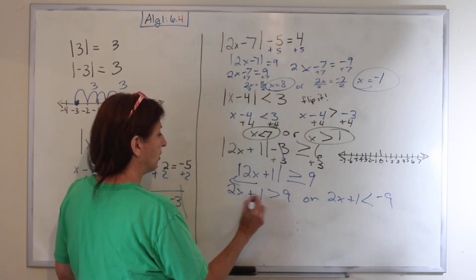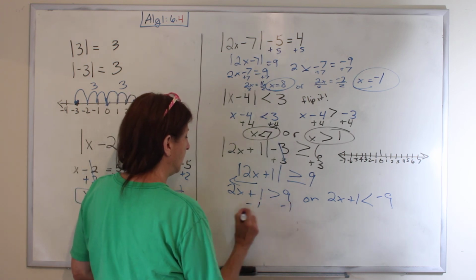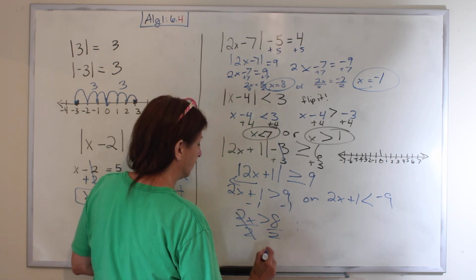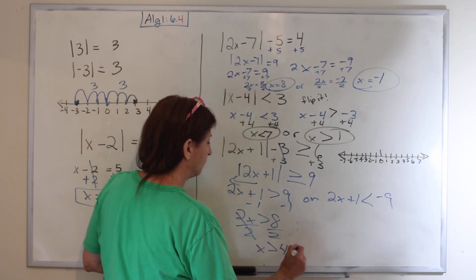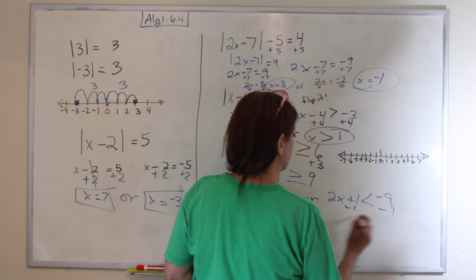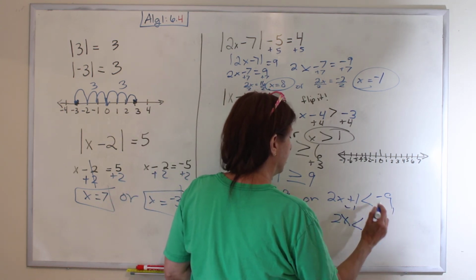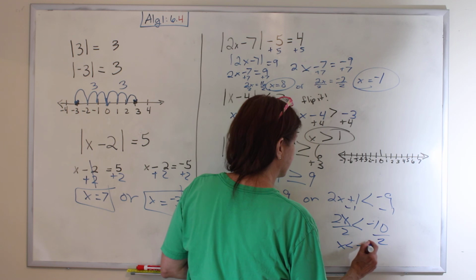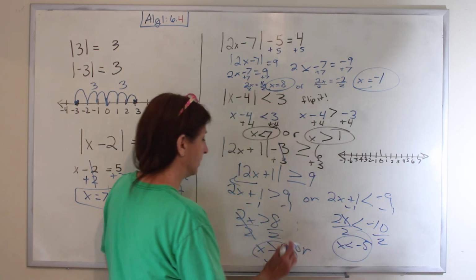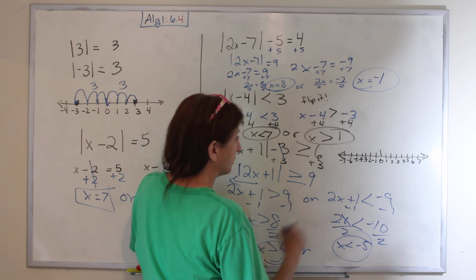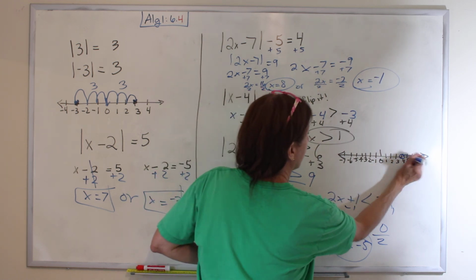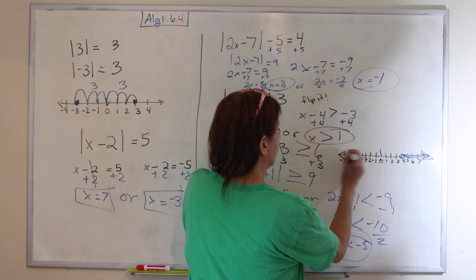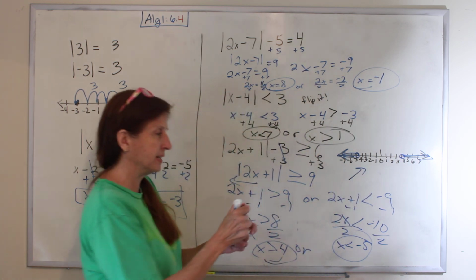Now we're going to solve. The opposite of plus 1 is minus 1. 2x is greater than 8, divided by 2, divided by 2. More fun with sound effects. x is greater than 4, or minus 1, 2x is less than negative 10, divided by 2, divided by 2. x is less than negative 5. So those are my two answers. They want me to graph it, so I'm going to go to 4 and make a donut, color the greater side, go to negative 5, make a donut, color the less side. That's what it's going to look like.